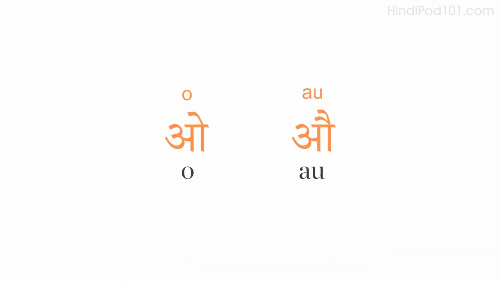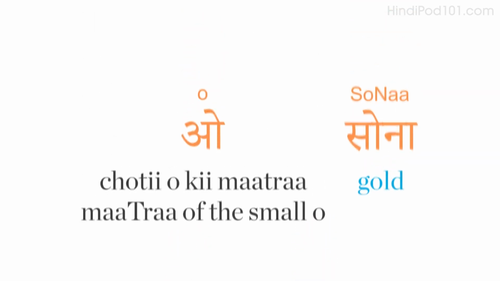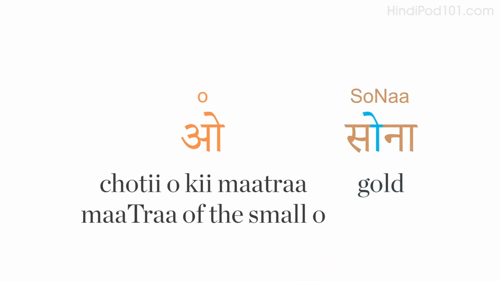Now, let's take a look at O and Au. Gold, sona. The matra on the letter S is called the chote O ki matra, or the matra of the small O. This matra changes S to so.